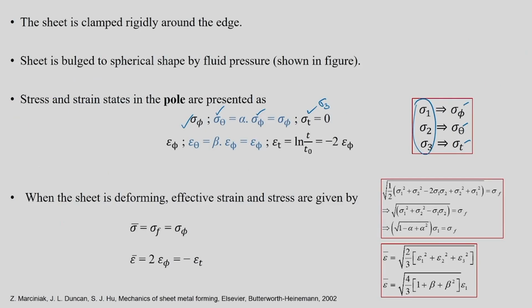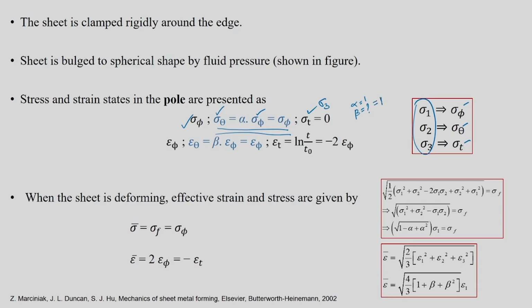So, when alpha is equal to 1, I am going to write sigma theta is equal to sigma phi directly. So, that is one important thing. Now, if alpha is equal to 1, what is beta? That can be calculated again by using Levy-Mises flow rule, and it is equal to 1.